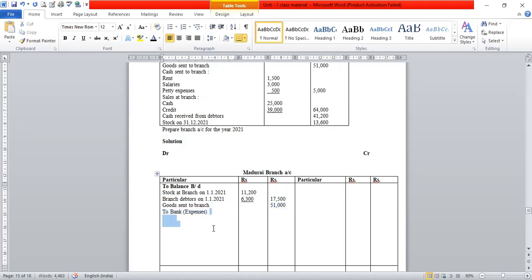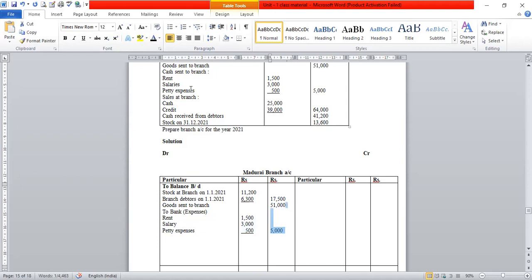So what are the kinds? There are three items: rent, salary, and petty expenses. These values are 1,500, 3,000, and 500, all together 5,000. Right. Sure. Then the next one.